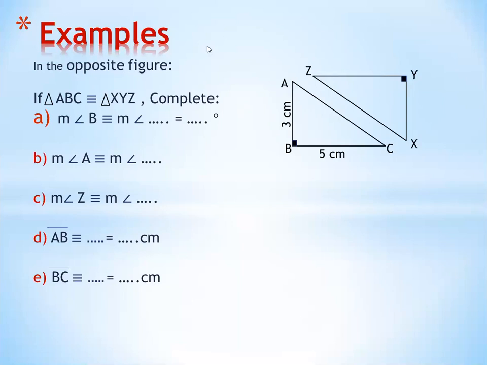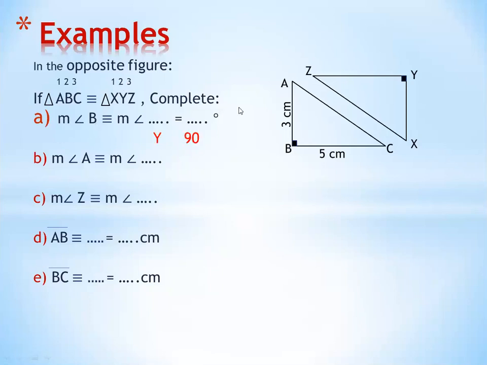First thing, we're going to write the numbers above each letter of the vertices of the triangle. So we write above A, 1, above B, 2, above C, 3, above X, 1, above Y, 2, above Z, 3. Measure of angle B is congruent to what? B has number 2. So measure of angle B is congruent to measure of which angle in the other triangle, XYZ, that has the number 2? It's Y. So measure of angle B is equal to measure of angle Y.